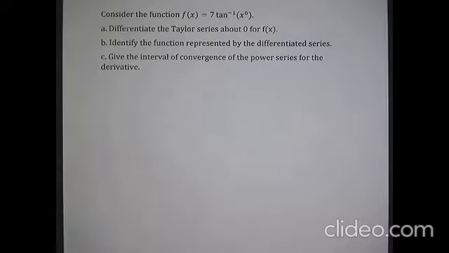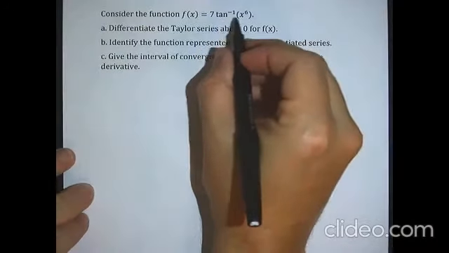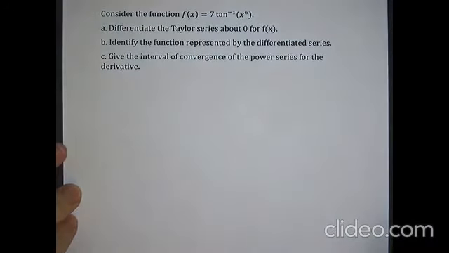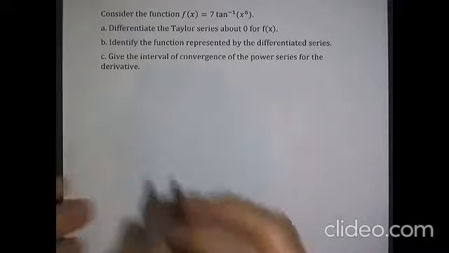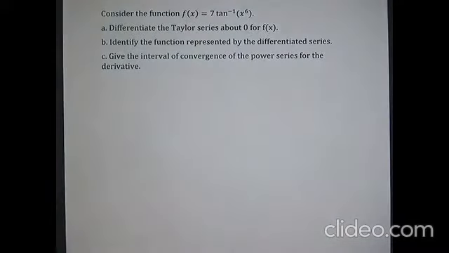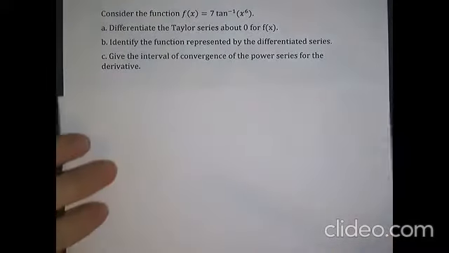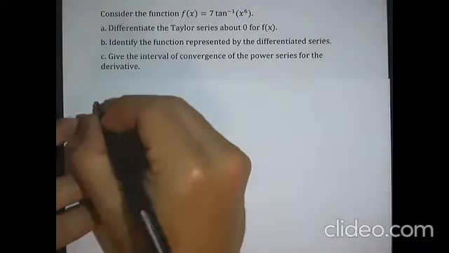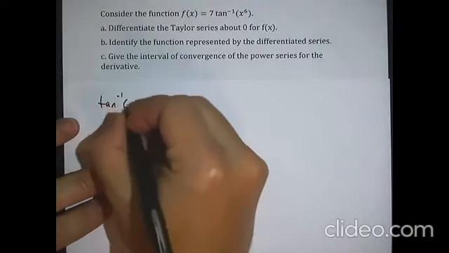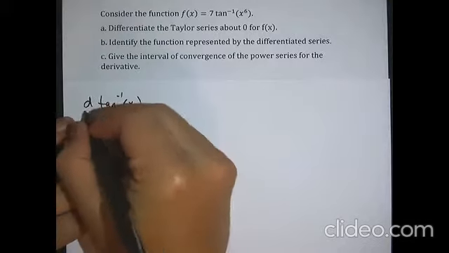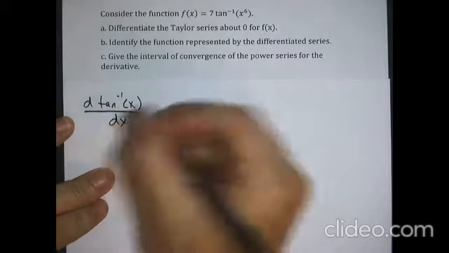Okay, so you probably have the Taylor series expansion for tangent inverse of x written down somewhere. I'm going to derive that really quickly, and then we'll move forward with this problem. So how am I going to derive that? I'm going to start with tangent inverse of x, and I'm going to take the derivative of that, so d over dx.